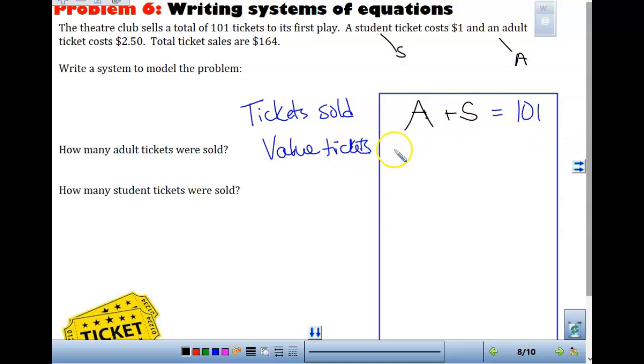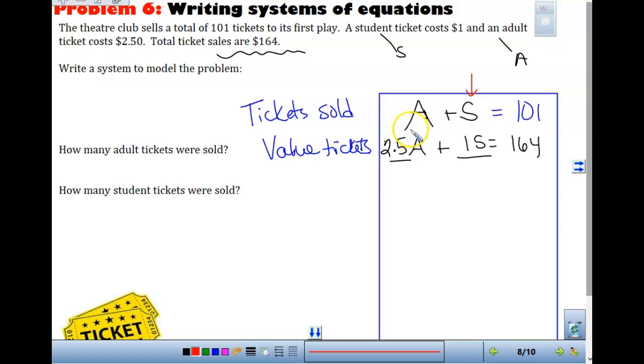So Sam, I need to find the value of each of those. So the value of my adult ticket was how much? Keep reading. Oh, $2.50. So I'm going to put 2.5A plus the value of my student ticket. So here is 1. So I have 1S equal to my total value of money spent, Ben. How much total did we spend on our tickets? Total ticket sales were $164.